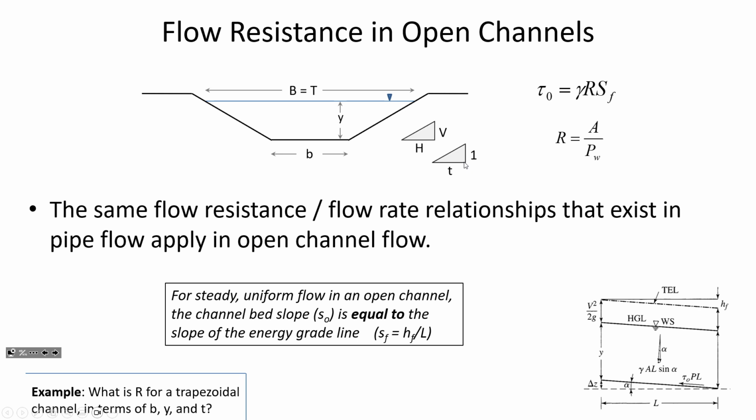So we can further simplify this. The top is B times Y plus Y times T times Y, and then divided by B plus 2Y square root of 1 plus T squared. So we're just factoring out the Y term from underneath the square root. And so this is the hydraulic radius then for a trapezoidal channel.